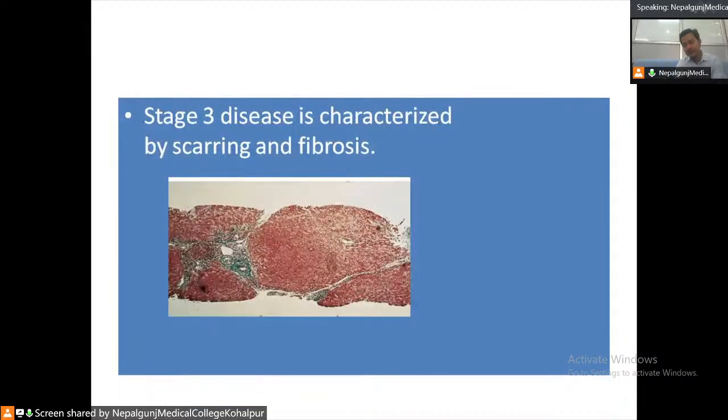Third stage is bridging necrosis. Bridging necrosis means the inflammatory process goes from one portal tract to another portal tract. There is a bridge, the inflammation beyond one portal tract to the other, and there is fibrosis development. If you see this picture, this is the larger portal tract. This is another portal tract. Now the inflammation initially begins here in the portal tract, it goes beyond the portal tract, interface hepatitis. Now bridging means this fibrosis extends from one portal tract to another, that is bridging fibrosis.